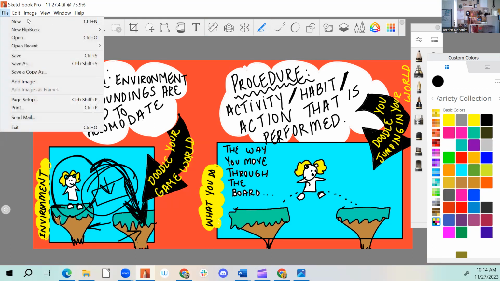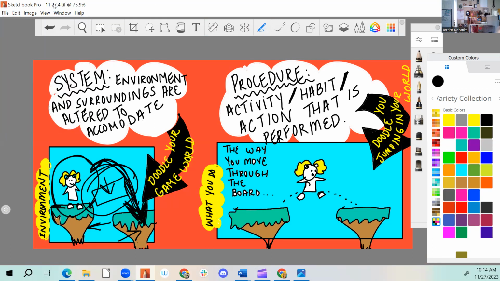So environment's going to be to alter the place in which you are in, your surroundings, so that they can accommodate you. And the procedure part of it is, let's say, for example, that at the very beginning of the game, your character isn't very good at leaping. Are they able to do something else?